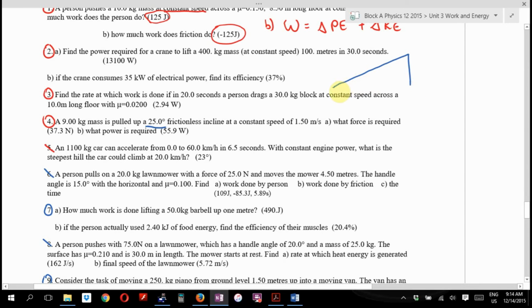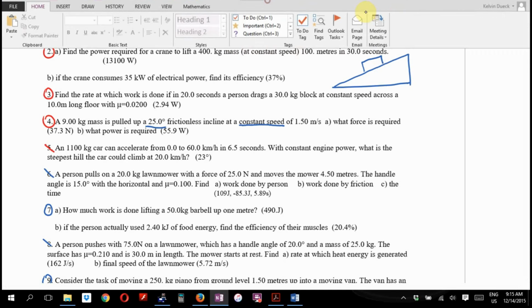So there's my ramp. This is also important. Underline, if you didn't already, that phrase there. It's being pulled up a ramp at a constant speed. First thing it says is, what force is required? Well, what are the forces acting on this object? Get the obvious one.